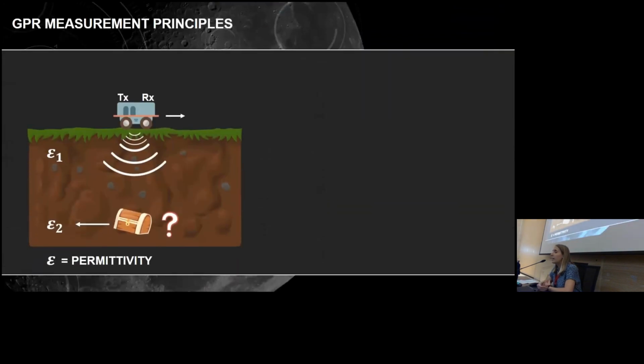So very briefly, the GPR is an instrument that has a transmitting and receiving antenna. And while moving on top of the surface, it sends small electromagnetic pulses that travel through the subsurface. And when the pulse encounters a very strong contrast in terms of permittivity of the material buried at depth, the wave is reflected back and received by the receiving antenna.